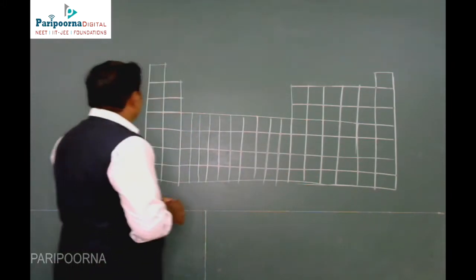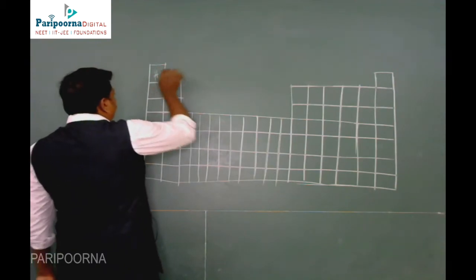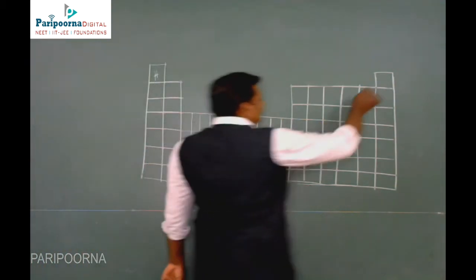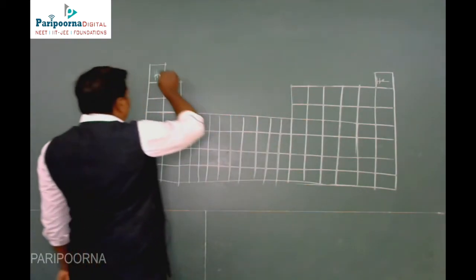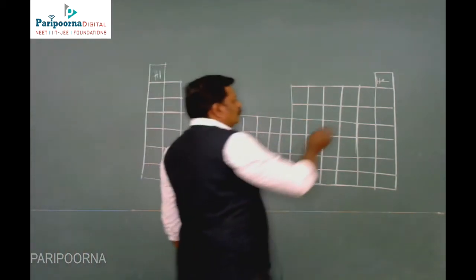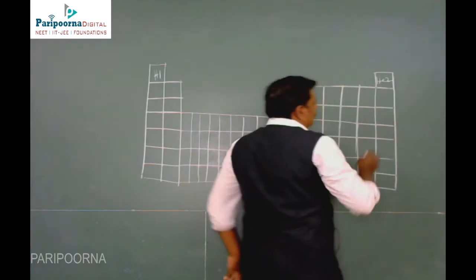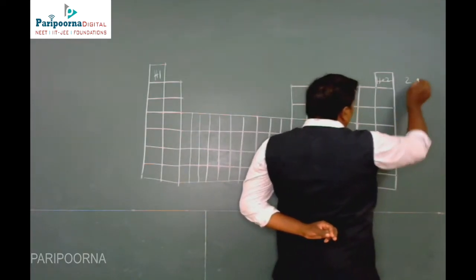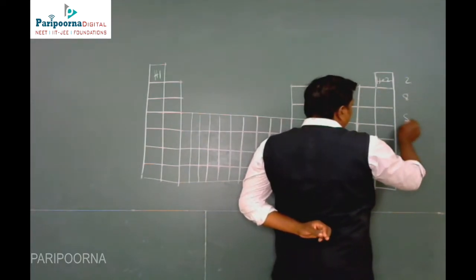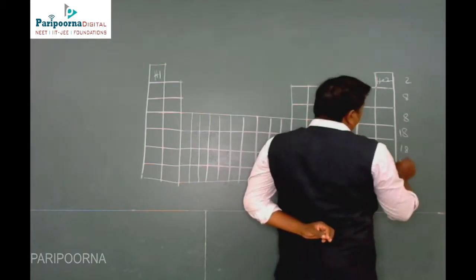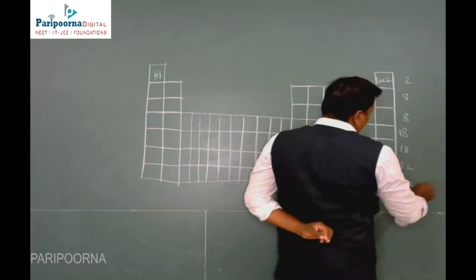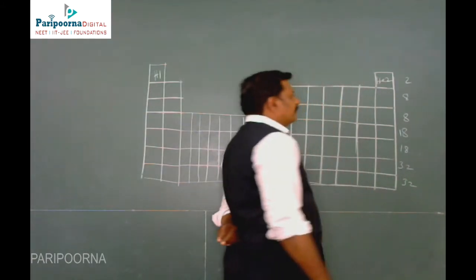Now look here, there will be hydrogen, here there will be helium. The atomic number of hydrogen is 1, helium is 2. So what are the magic numbers? You can use the magic numbers 2, 8, 8, 18, 18 and 32, 32. So these are all magic numbers.